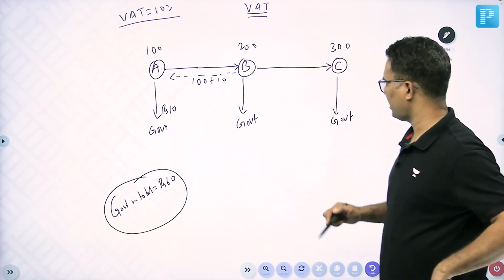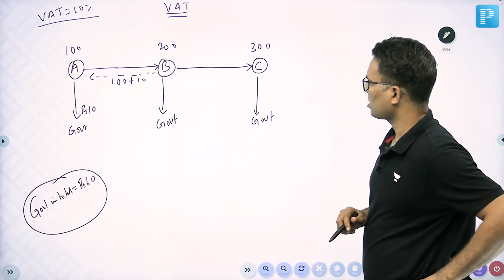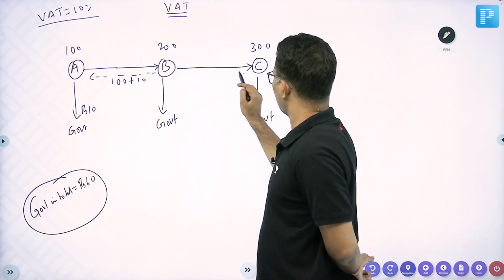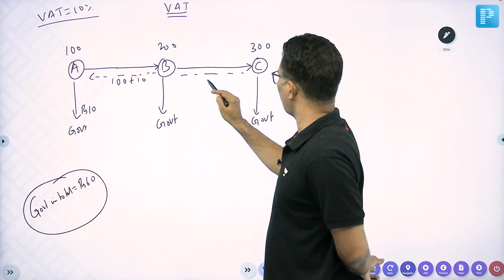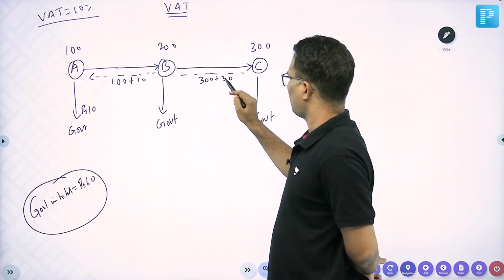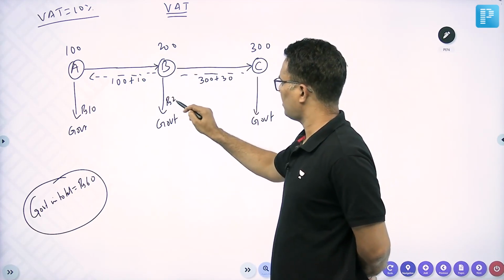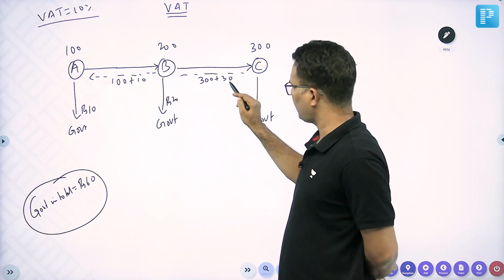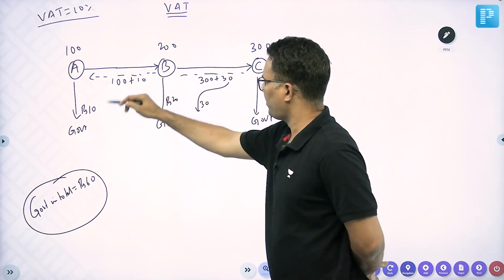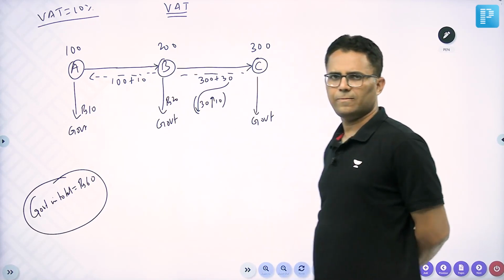Now let's see what's happening here. When B is selling to C, how much C will pay? 300 plus 30. So ideally B has to pay 20. But out of this 30, government is saying to B that you pay the entire 30 and whatever you have paid, will give you back. So effectively you paid 20 only.